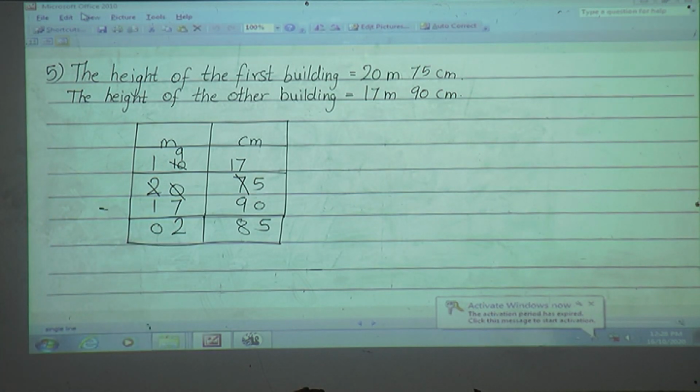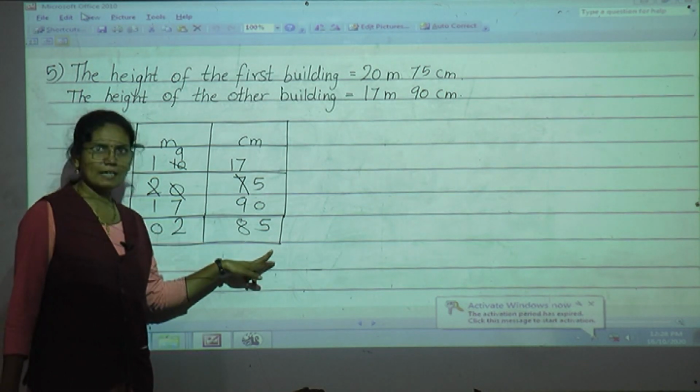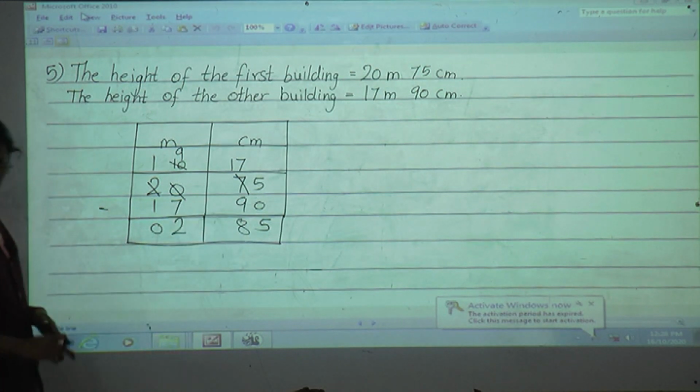So what is the difference between the two buildings? Yes, the difference is 2 meter and 85 centimeter. So at the end you have to write the answer in a sentence, that is, the difference between the heights of the two buildings is 2 meter 85 centimeter. Understood? Okay.